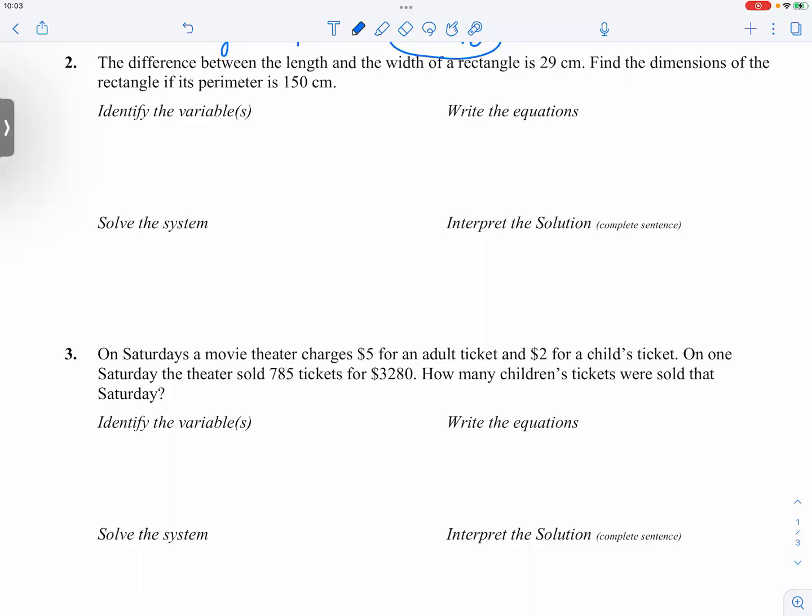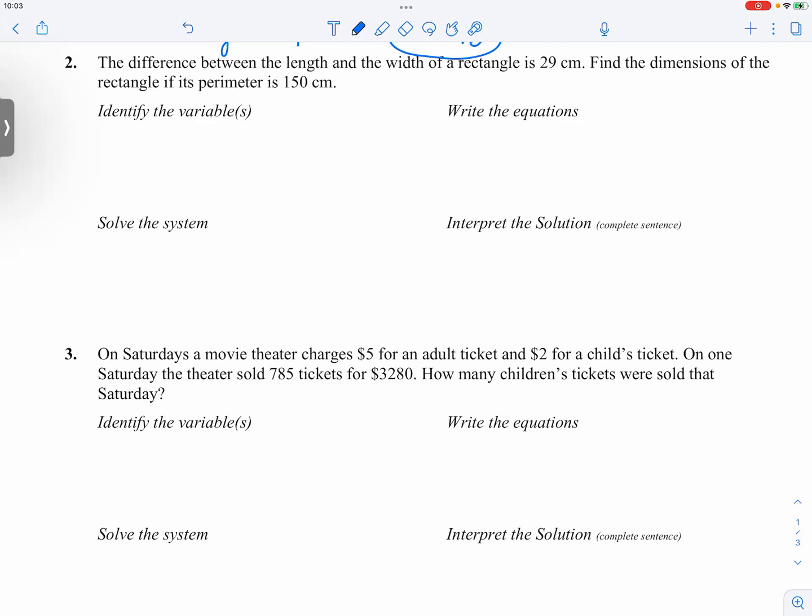Now, let's take a look at number 2. Okay, for number 2, we're saying, hey, we have a rectangle here. For this rectangle, there's a difference between the length and the width. And they said that the difference is 29 centimeters. And it says, please go ahead, find the dimension of the rectangle if its perimeter is 150.